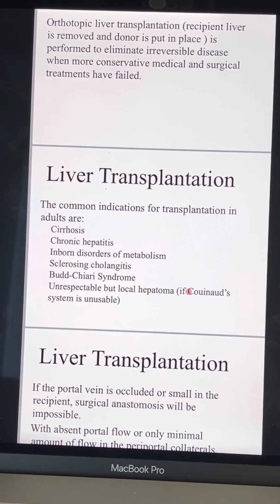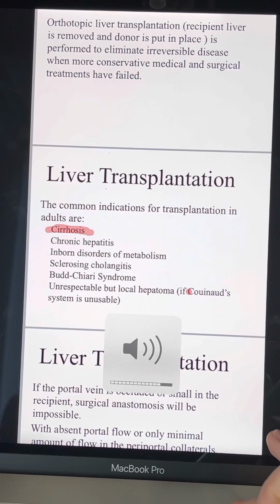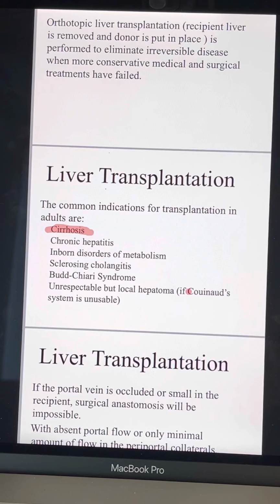Common indications for transplant: cirrhosis comes on top. Chronic hepatitis, inborn disorders of metabolism, and if you remember glycogen storage disease, that is one of those. Sclerosing cholangitis, so you can simply call it cholangitis, then Budd-Chiari syndrome, or unresectable but localized hepatoma. Unresectable, because you cannot take it out, but it is still there.